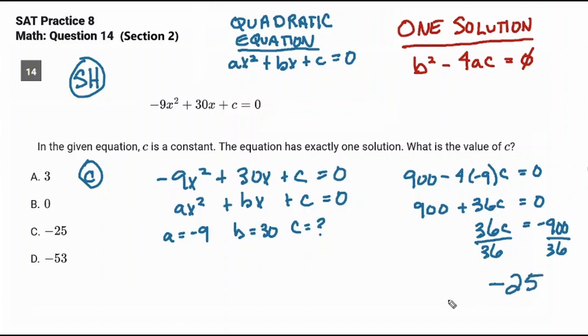Evil Testing Service is not evil enough to also put positive 25 in these answers. C is the answer. You get it right. You got to know these things. You move on.